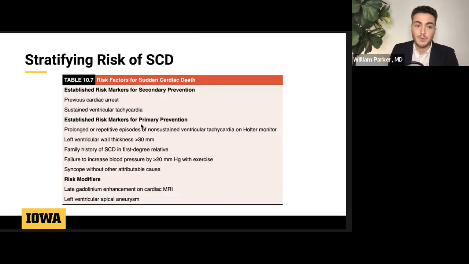So established risk markers for an indication for primary prevention ICD: prolonged repetitive episodes of non-sustained ventricular tachycardia, a particularly thick LV wall, a family history of sudden cardiac death in a first degree relative, failure of blood pressure to augment with exercise, and syncope without any other attributable cause.